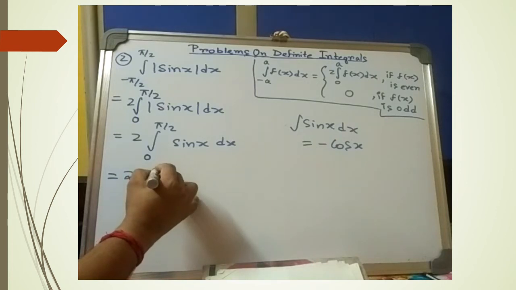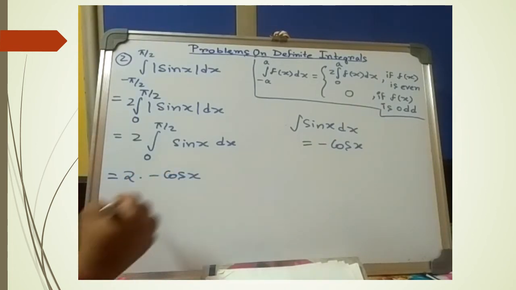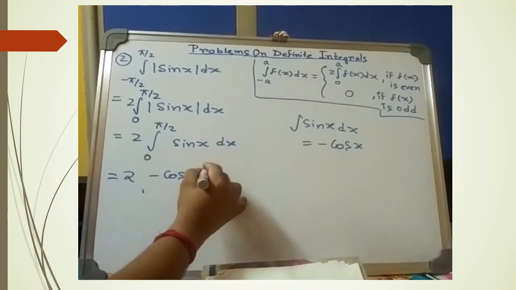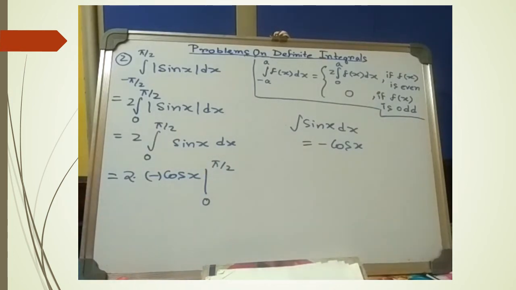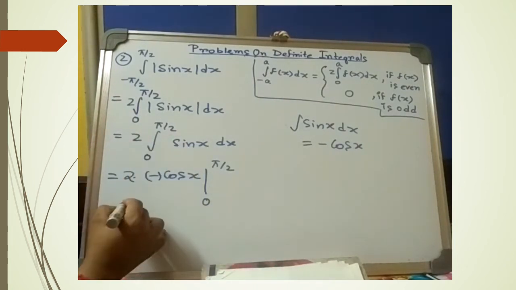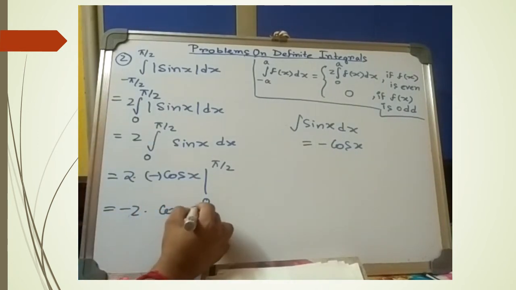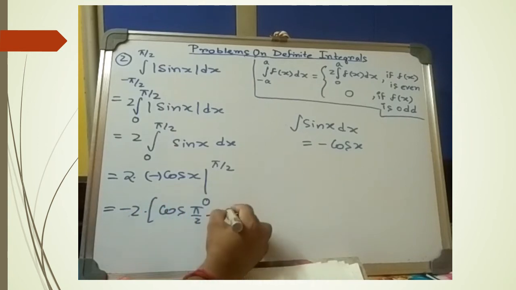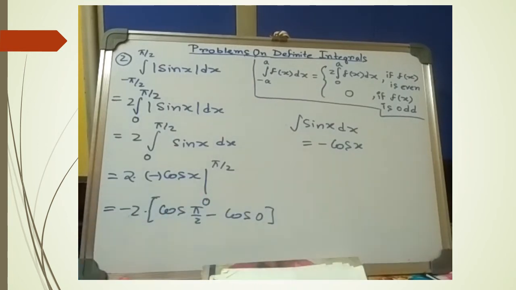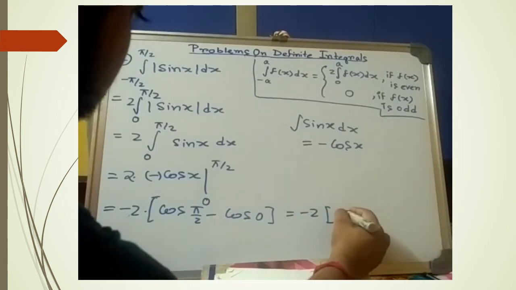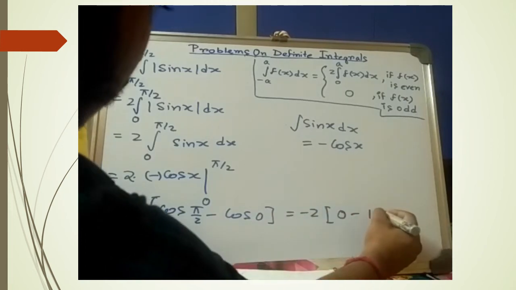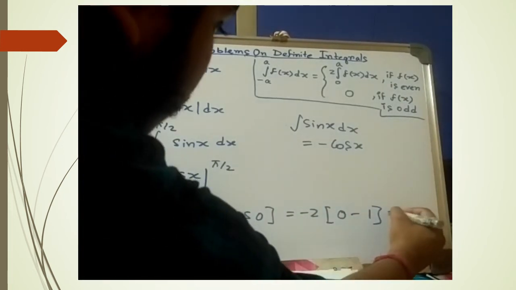So 2 into minus cos x from 0 to pi by 2. Now putting this upper limit and lower limit in cos x, we get minus 2 times (cos pi by 2 minus cos 0), which equals minus 2 into (0 minus 1). So this equals 2.